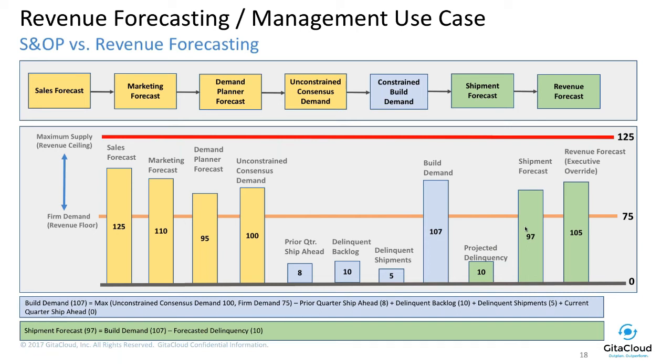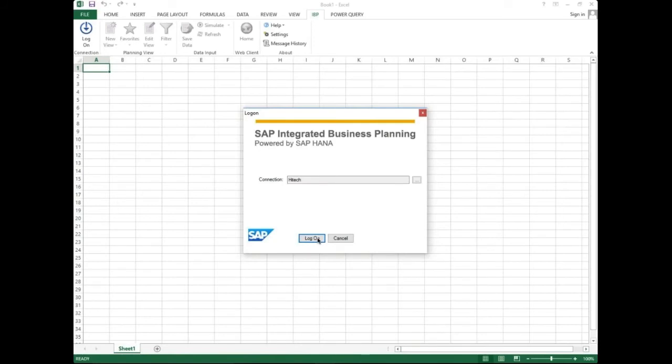And then the executives can override this shipment forecast and make a guesstimate of what is the revenue that is going to come in this quarter for this product family. So let me take you into the demo and show you the capabilities of SAP IBP. Let me set this up. So let me log in.